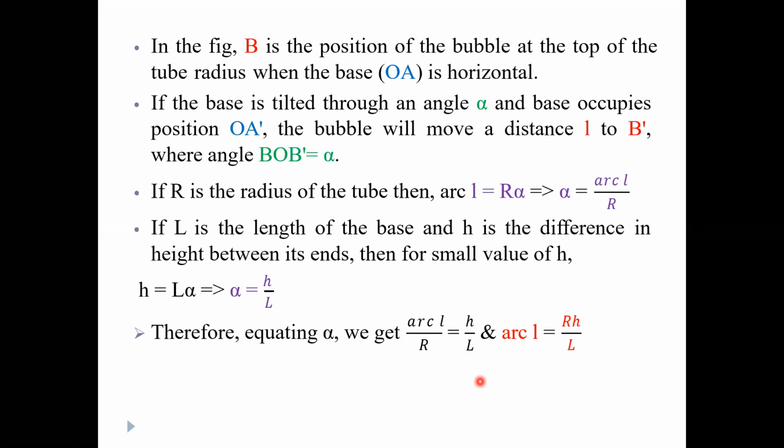Take the bubble moving distance as arc length L, and the radius of curvature of the tube is already known, so you can find alpha. Simply, you measure the distance traveled by the bubble as arc length, and by substituting it here, you can find the variation on the surface. If alpha is there, automatically the given surface is not flat.